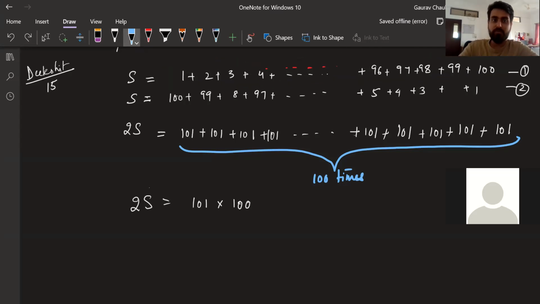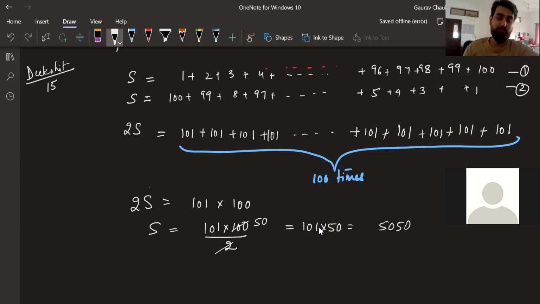So what I'm going to do, I'm just going to use linear equations here. I'm going to take 2 to the other side. So I have s is equal to 101 into 100 by 2. This cancels off 50. That's equal to 101 into 50. If you multiply this, you will get 5050.